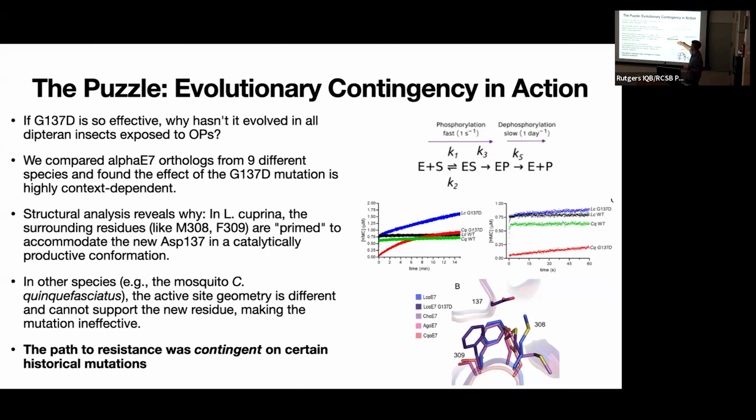Whereas if you introduce the mutation into the Culex, which is a mosquito, it actually makes it worse. So you don't get a burst phase at all. It's obviously blocking up the active site, and you get a little bit of turnover, but it's very weak.